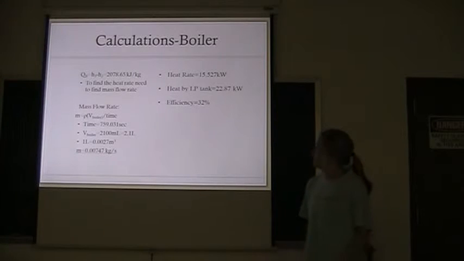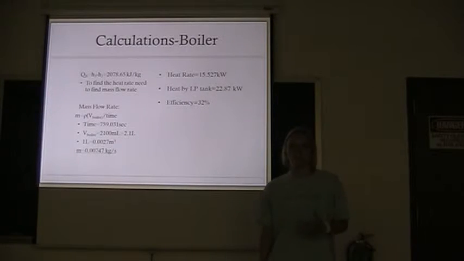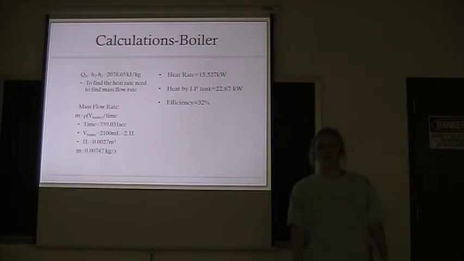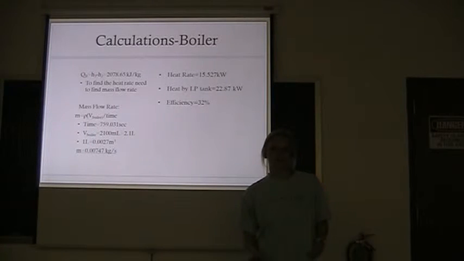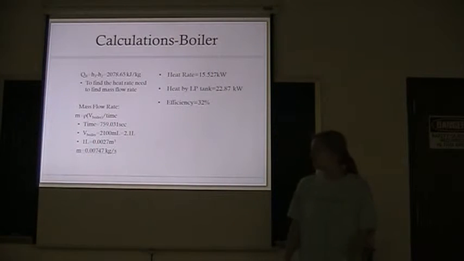So first I did the boiler. I used the enthalpy at the entrance of the turbine minus the enthalpy at the entrance to the boiler, but that's mass specific. So then obviously we need to find the mass flow rate. The mass flow rate was found by using the water that we used in the boiler divided by the time of the experiment, which I found to be about 0.007 kilograms per second. The heat rate I then found out of the boiler was about 15.5 kilowatts, which seems high.